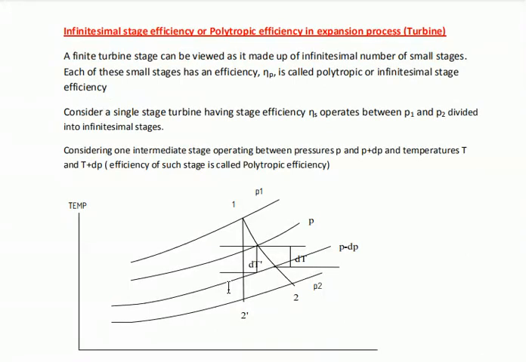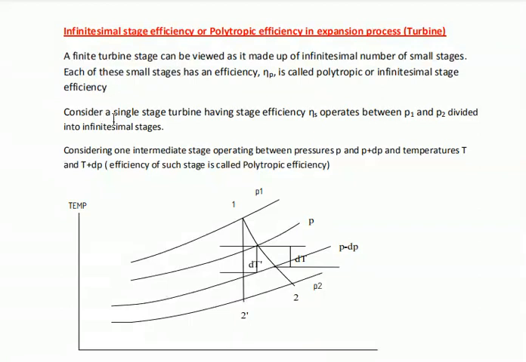Similarly for infinitesimal stage efficiency or polytropic efficiency in the expansion process that takes place in the turbine. The expansion process takes place in the turbine. Okay. A finite turbine stage can be viewed as made up of an infinitesimal number of small stages. Again, we take one stage of the turbine that can be divided into a number of small stages, that we call an infinitesimal number of small stages. Okay. Each of these small stages has an efficiency eta p, called the polytropic or infinitesimal stage efficiency.